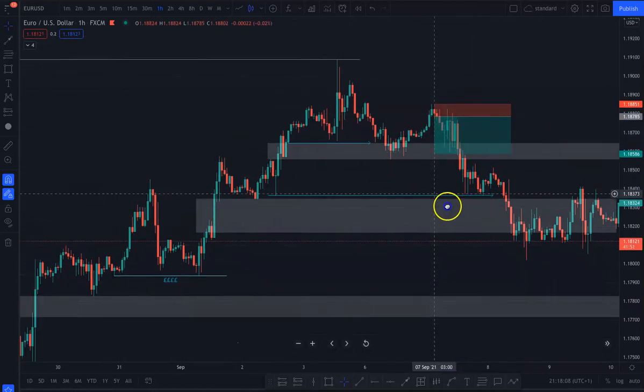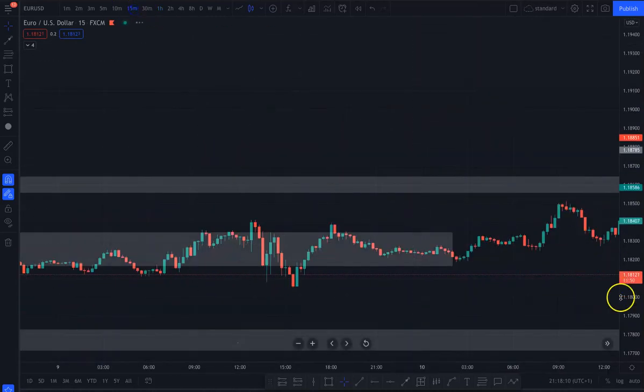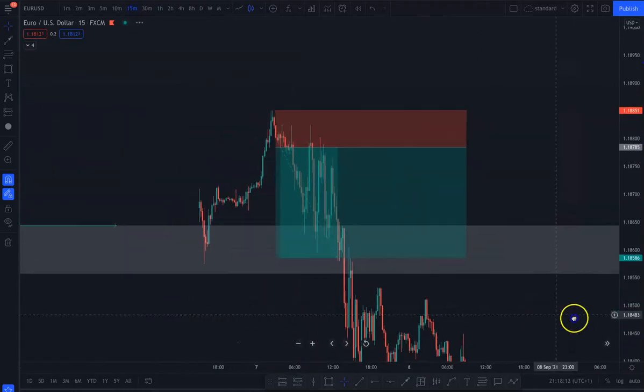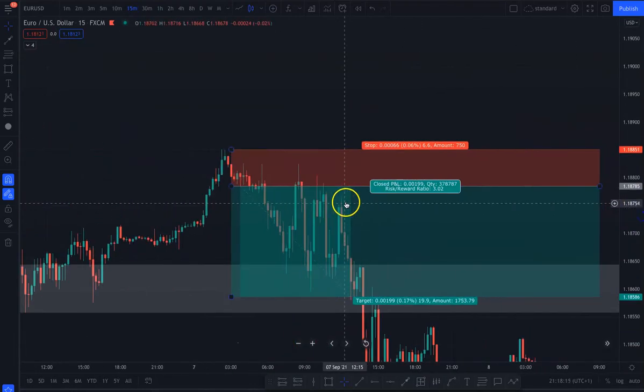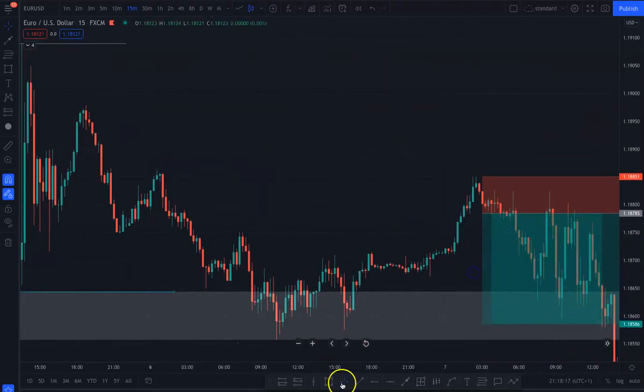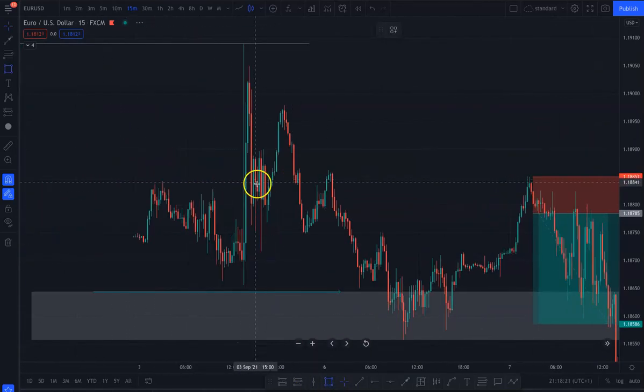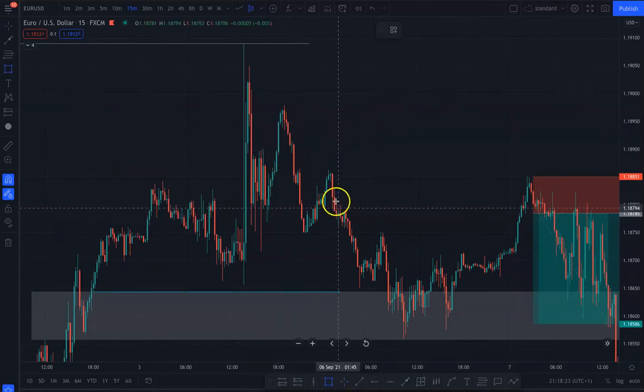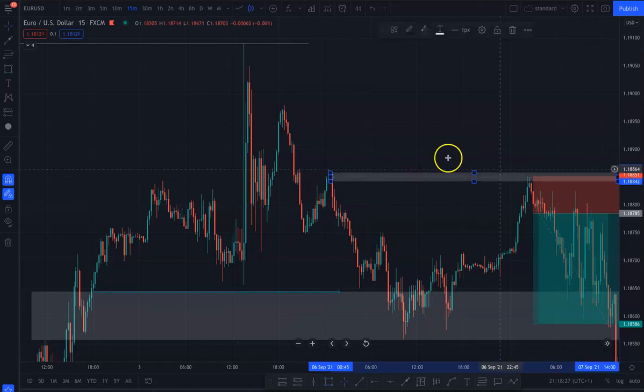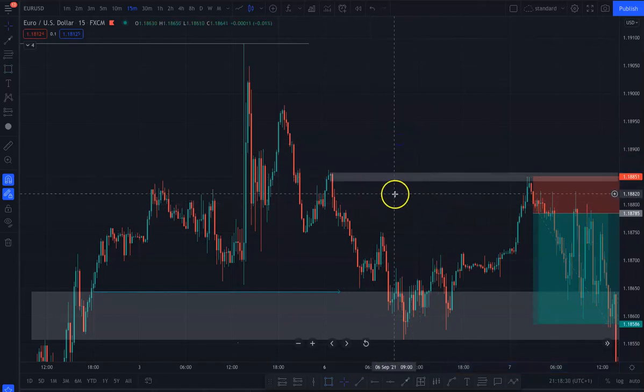If you wanted to be crazy, we could have taken this down to the 15-minute. You can refine this as much as you want. As people said, the market is fractal. You can go down as low as you want. We are still in our area of interest. So this is the candle that broke structure to the downside.